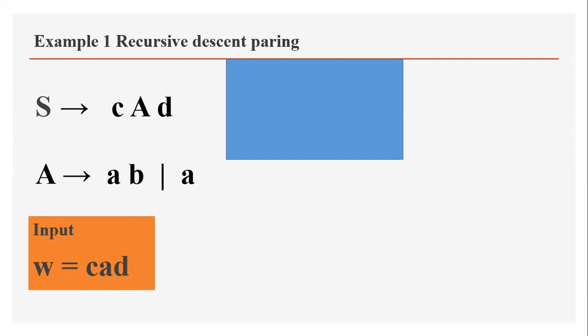How to proceed? First we will start with the start symbol. S means, for each non-terminal we are calling a procedure, is it not? S is the first procedure, non-terminal. S means CAD, is it not? Now we will try to match C with C. Yes, it is matching. Next, advance to next token.